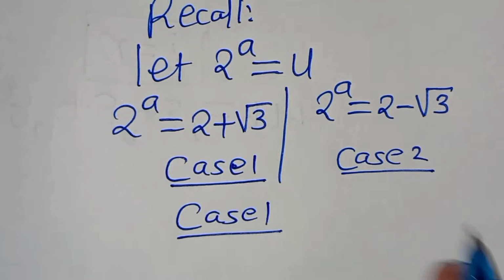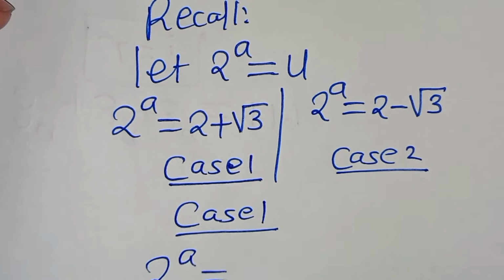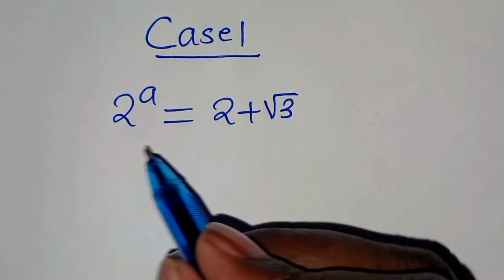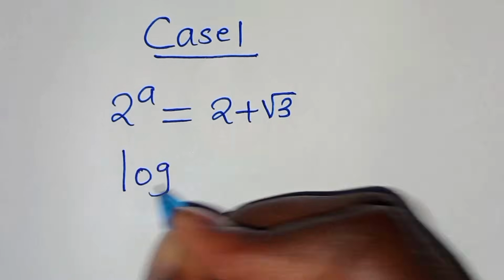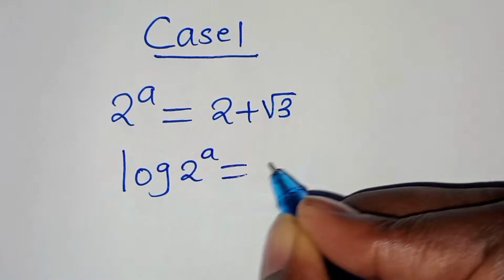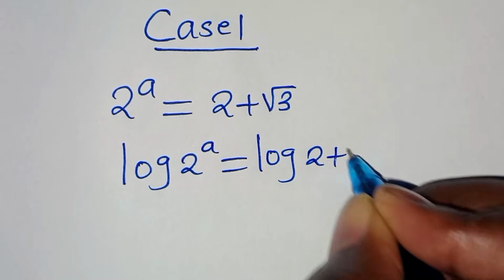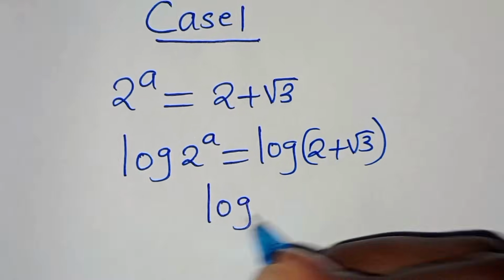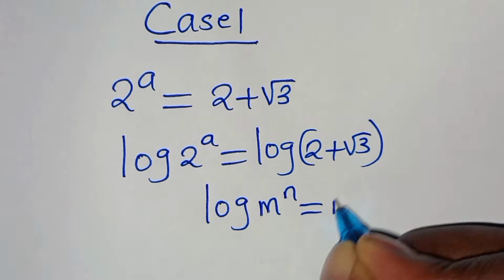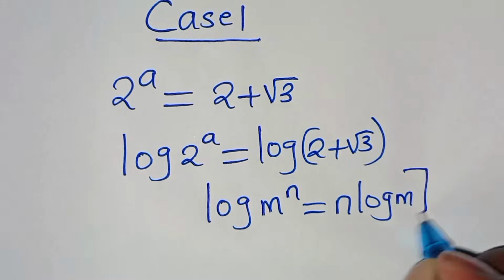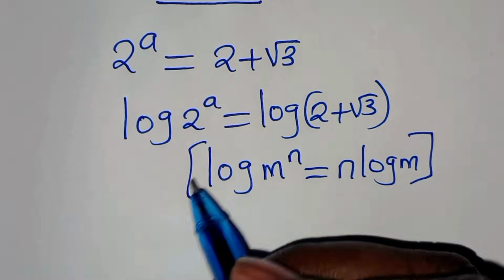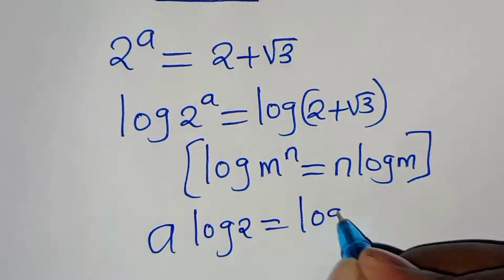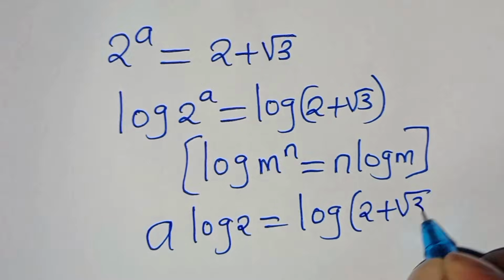Case 1, which is 2 to the power of a, is equal to 2 plus square root of 3. Now to solve for the value of a, let's introduce logarithm on both sides. We have log 2 to the power of a, equal to log of 2 plus square root of 3. Now log 2 to the power of a is in the form of log m to the power of n, which you can express as n log m. Applying this power log property, log 2 to the power of a becomes a log 2. This is equal to log of 2 plus square root of 3.